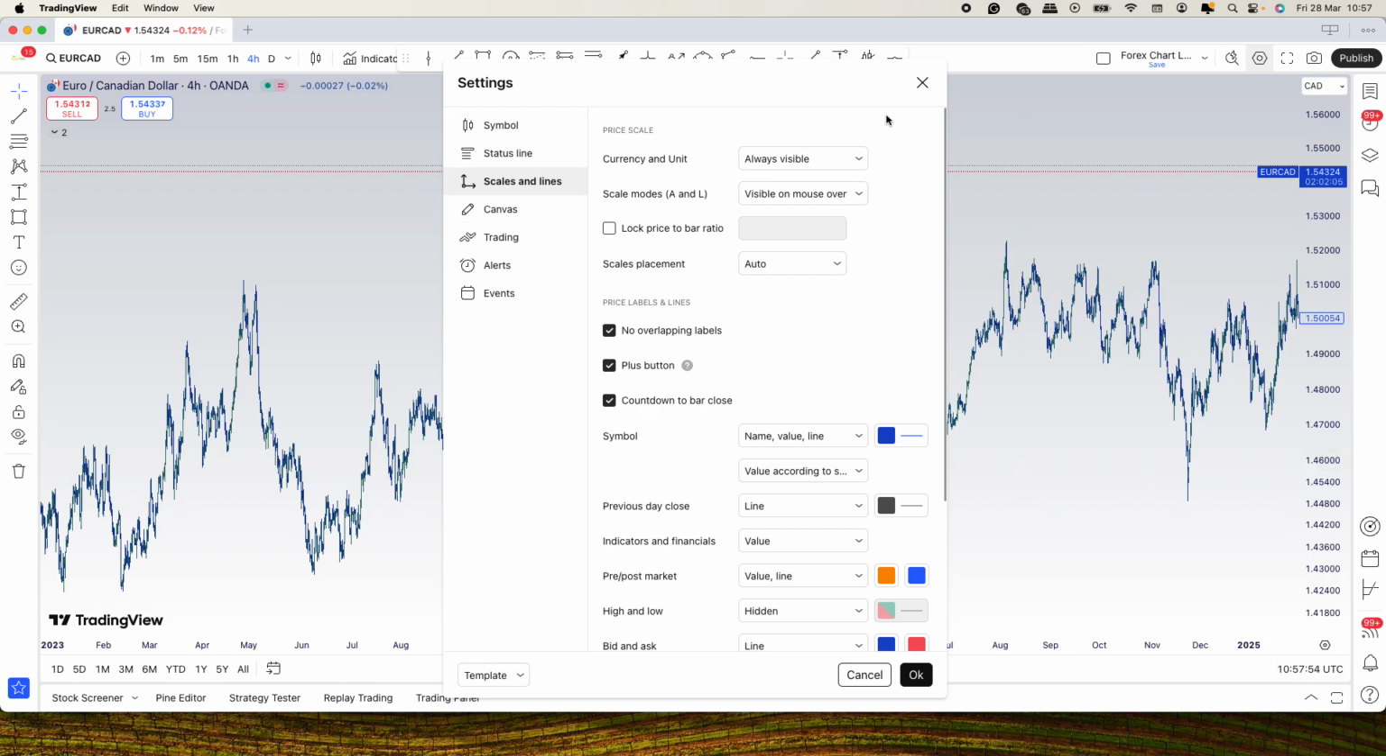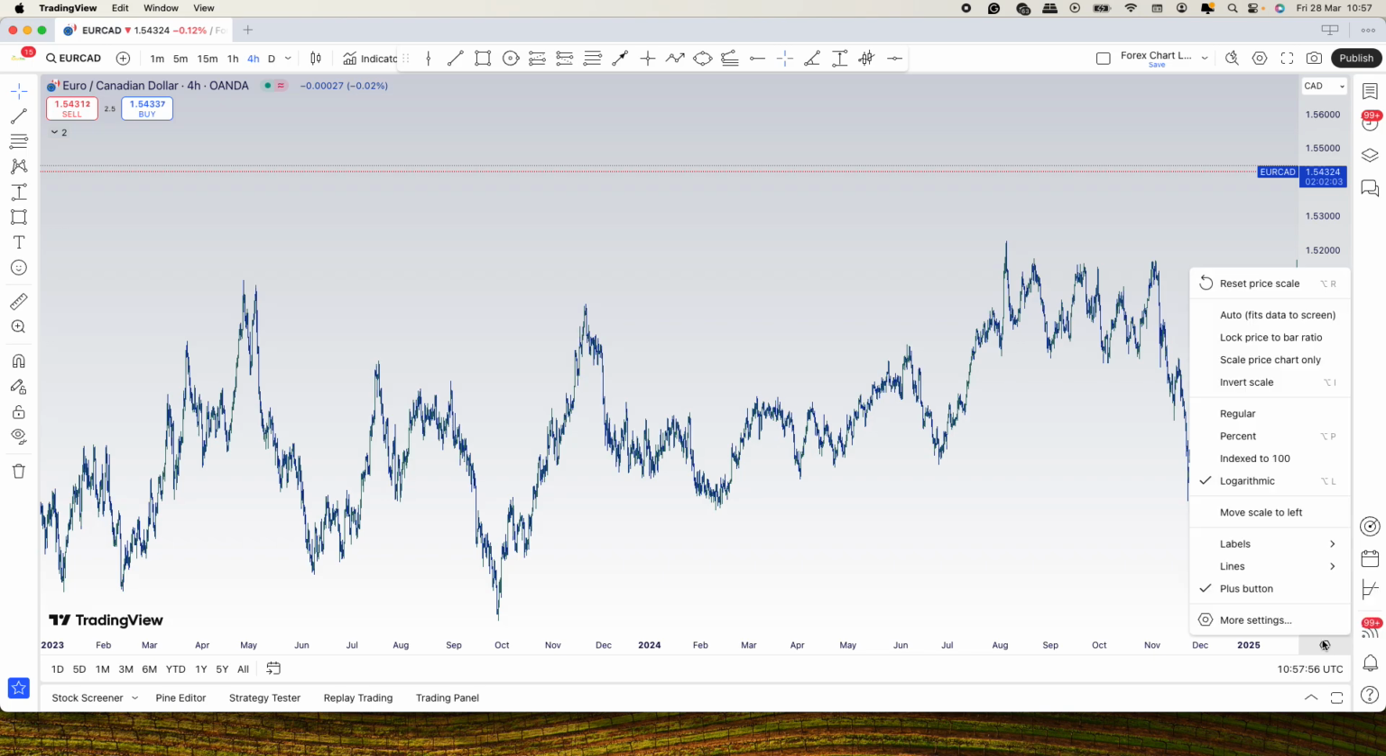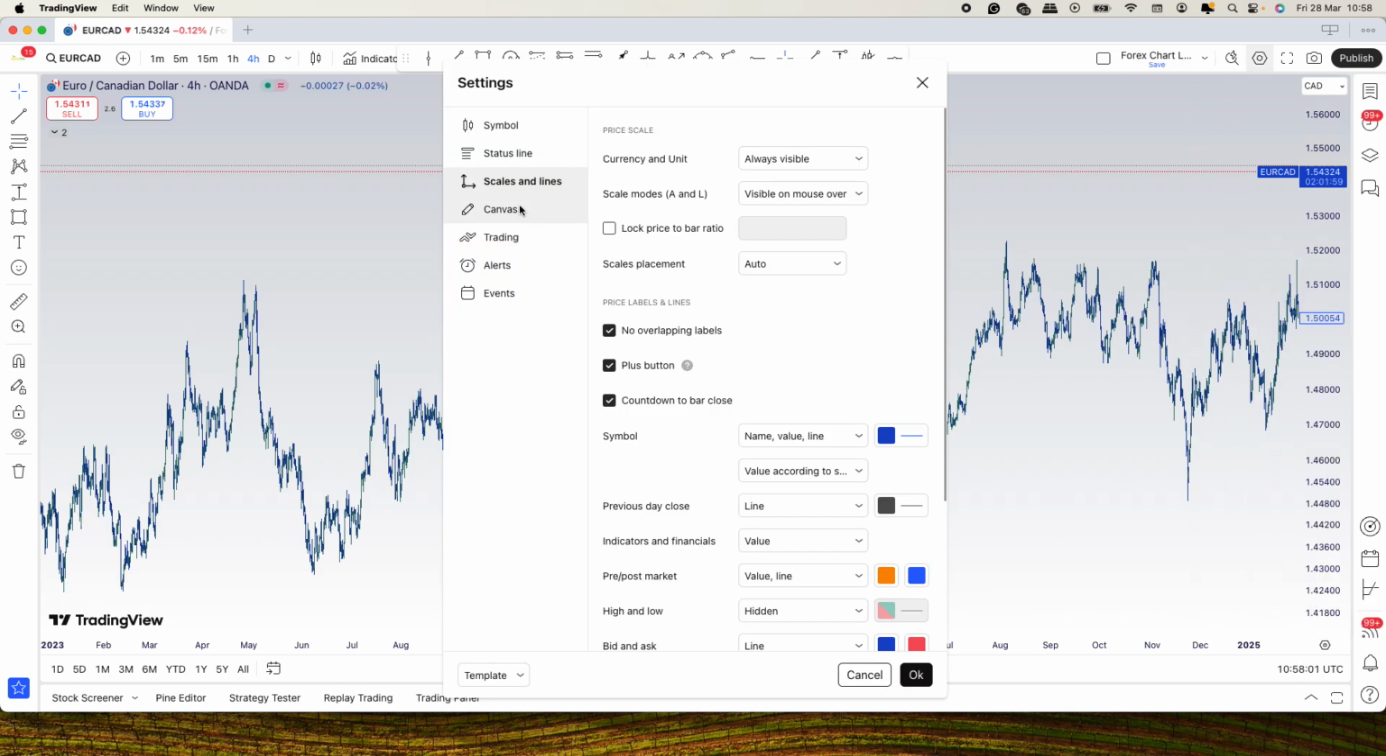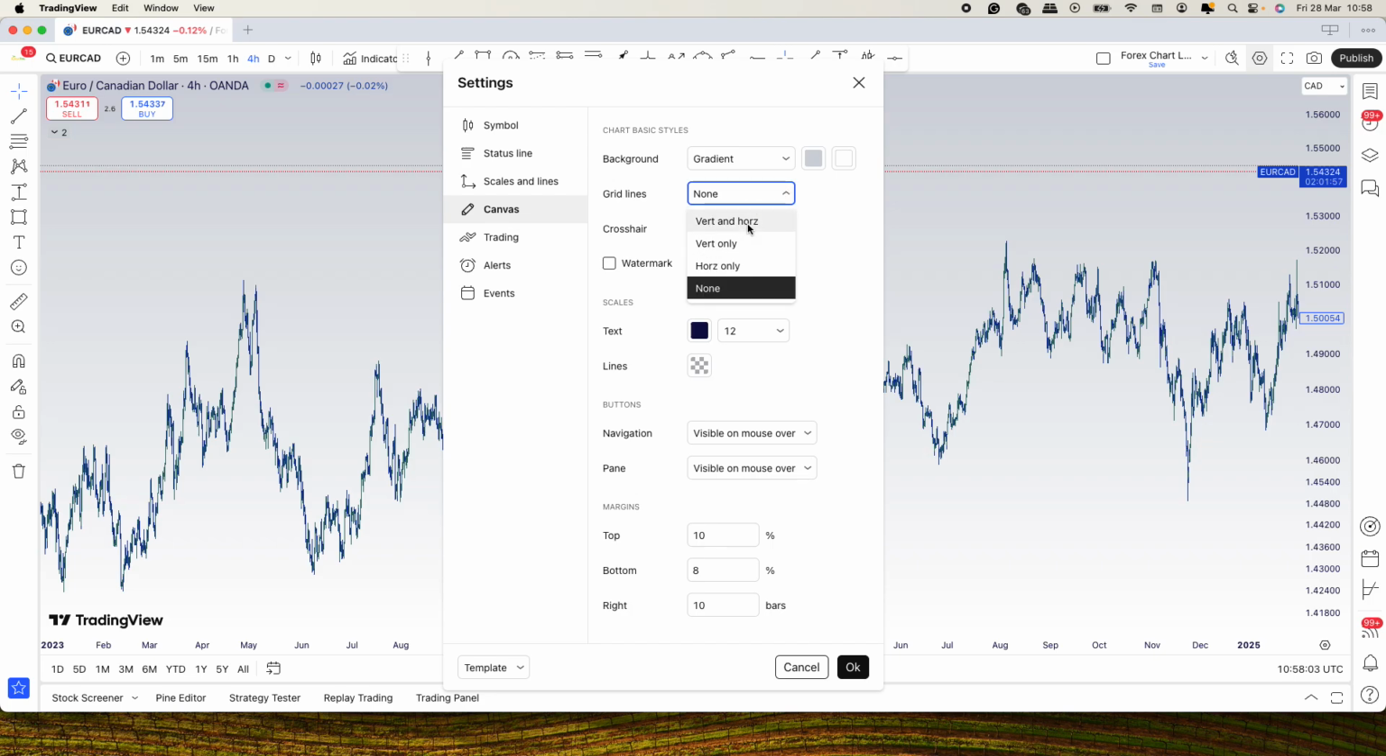So what we do is we go on to have a nice clean chart, we go on settings here and we bring up the canvas. We make sure our grid lines, which are now showing up, are turned off. Your colors are up to you. I like a white chart.